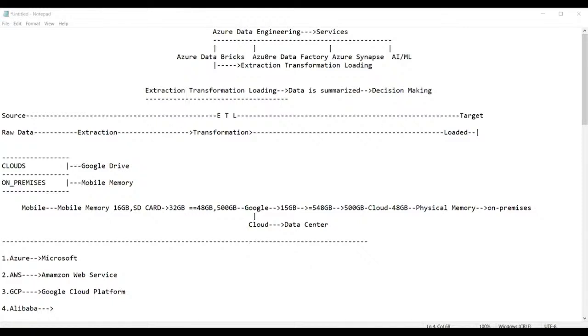Sir, are you explaining the deployment process? Yes, of course. We will see the deployment process. This is all a technical subject. ADF and ADB both are there, right? Is the deployment process required after the classes are finally over, right?